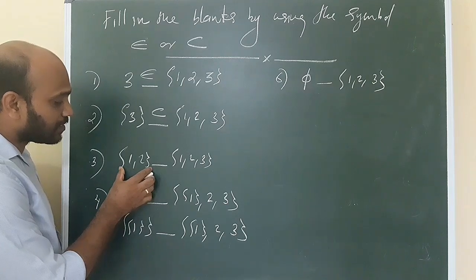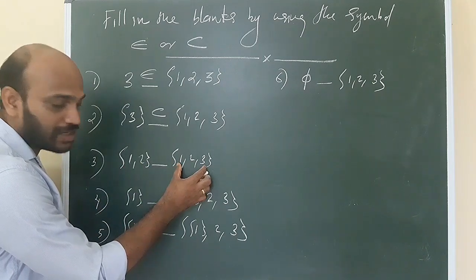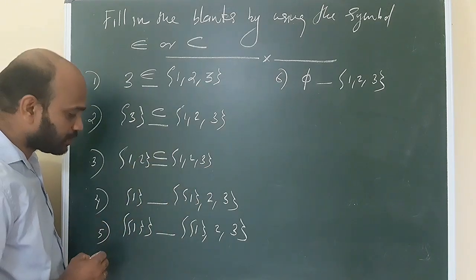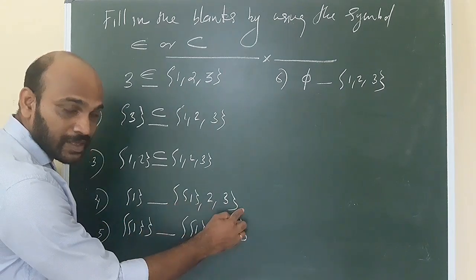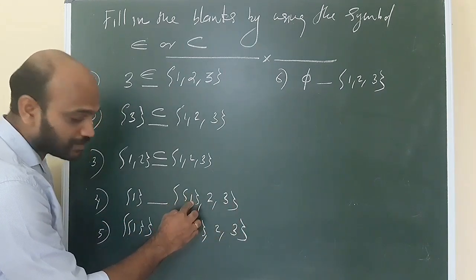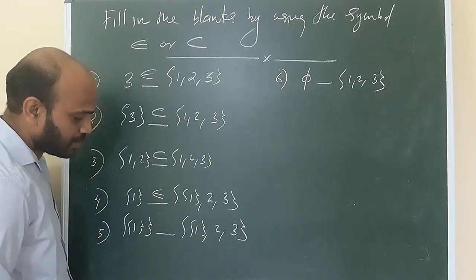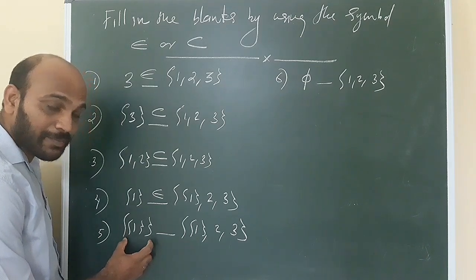Now the third one, a set which contains two elements. Both elements are there in the right hand side also, so it is a subset. Now consider the fourth question. Set 1. Now consider the right hand side. Here set 1 is an element, so it should be belongs to. What about this one? The set which contains one element.